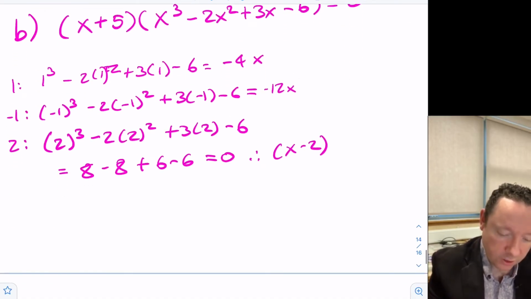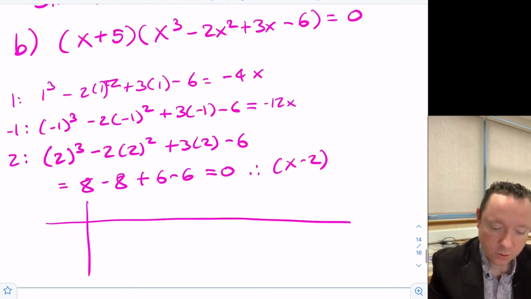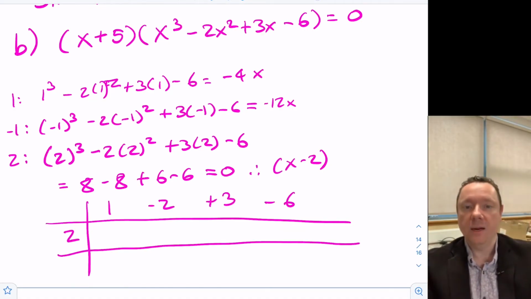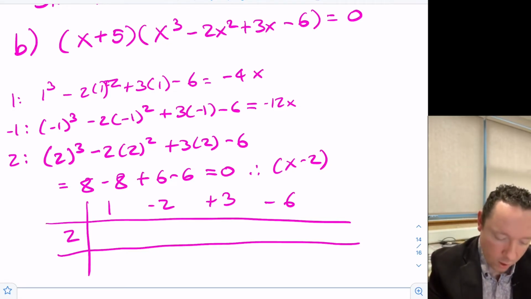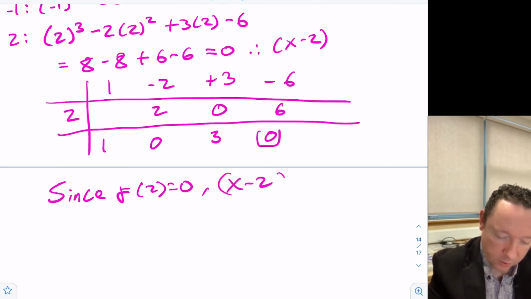So we're going to have to synthetic division it anyway, but we now know 2 goes in. So synthetic division just on the x cubed minus 2x squared plus 3x minus 6, and we're subbing in 2. Now you could have just done that to the start and done it for 1, minus 1, 2 and so on. We've got 1, 2 1s are 2, minus 2 is 0, 0 again, plus 3, 3 2s are 6, 0. So since f of 2 equals 0, x minus 2 is a factor.